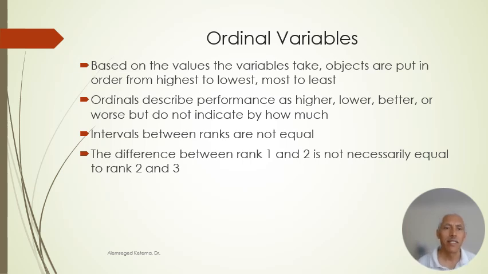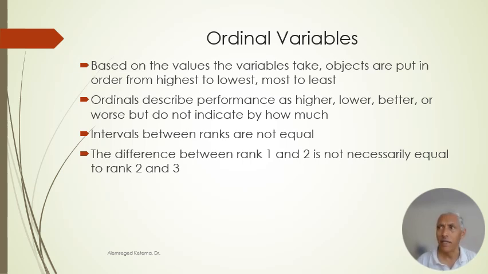The ordinal variables are based on the values the variables take. Objects can be put into an order, ordinal, order, so it has to do with order. You'll be able to put them into an order from the lowest to the highest. So ordinals describe performance as higher, lower, better, or worse, but they do not indicate by how much. So you can say he performed the worst, but it doesn't tell you by how much he has been worse. Intervals between the ranks are not equal.